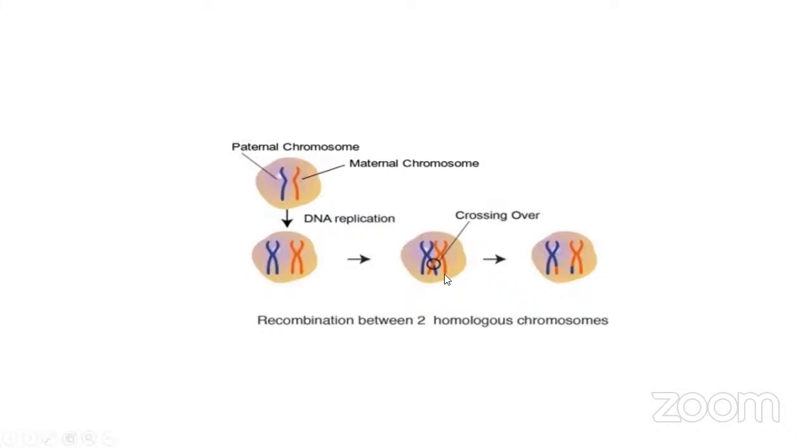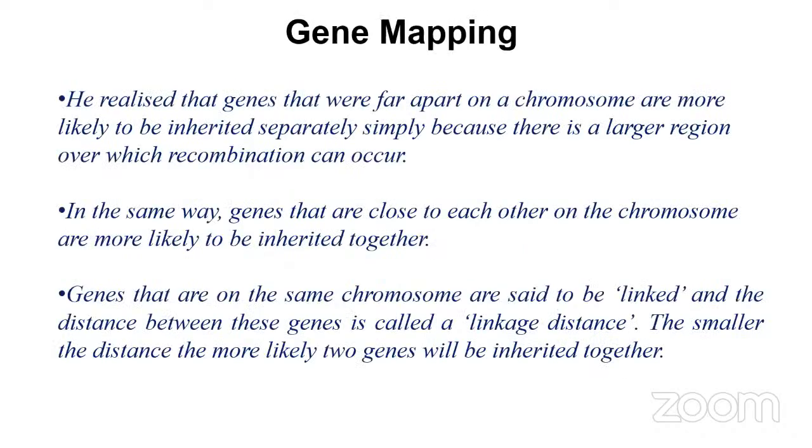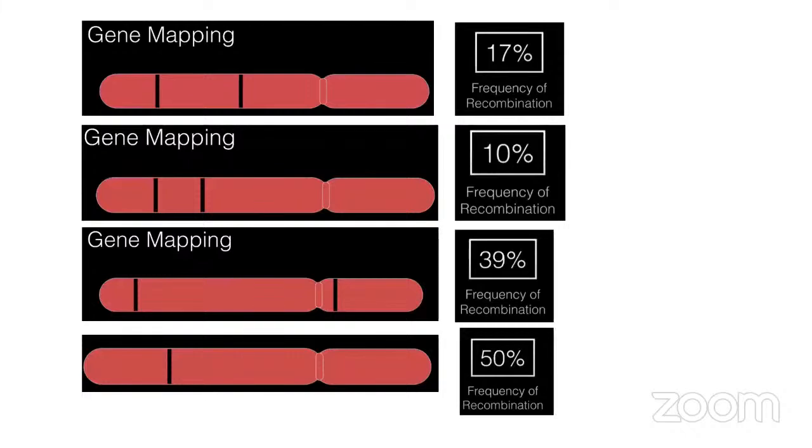For gene mapping, he used crossing over or recombination frequency. Crossing over or recombination happens during meiosis, which we have studied in our theory classes. So let's see how he did gene mapping. Let's understand gene mapping with an example.